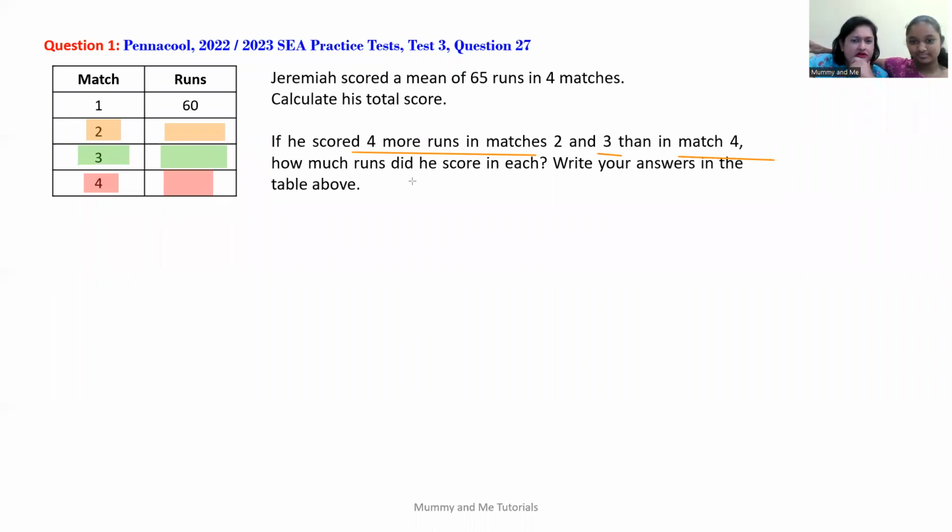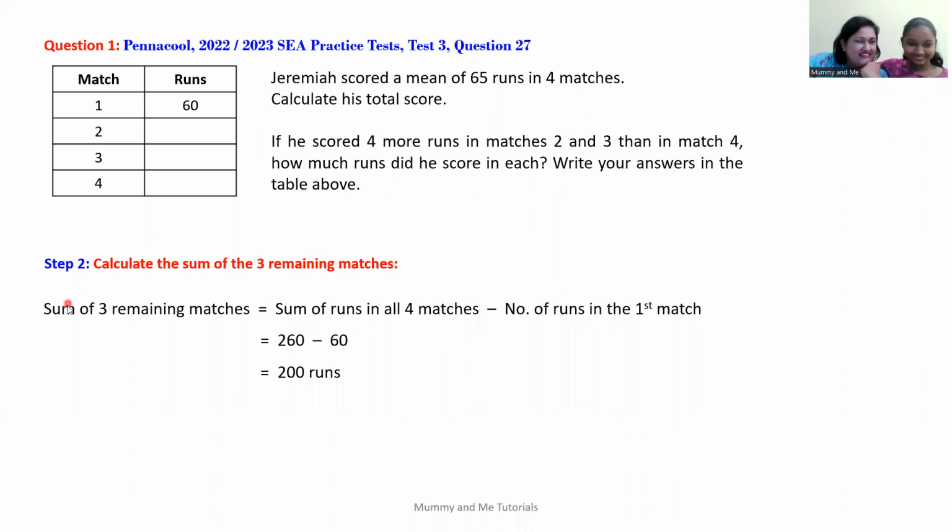All right. Good. What are you thinking here? You're thinking a little bit of unequal sharing? All right. Let's do that. So calculate the sum of these 3 remaining matches, that's matches 2, 3, and 4. How do we calculate the sum of these 3 remaining matches?